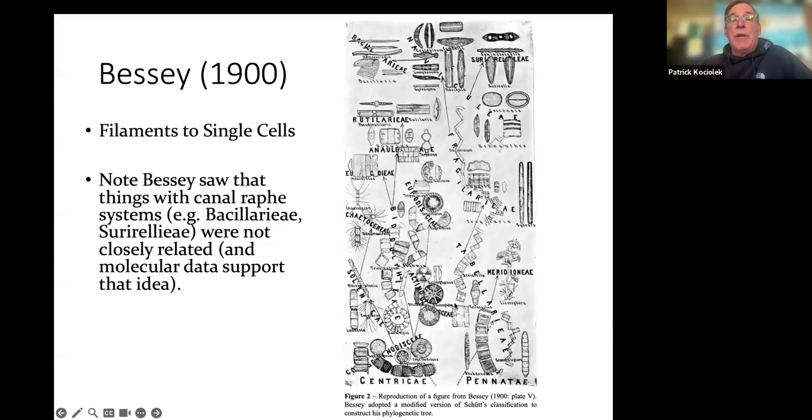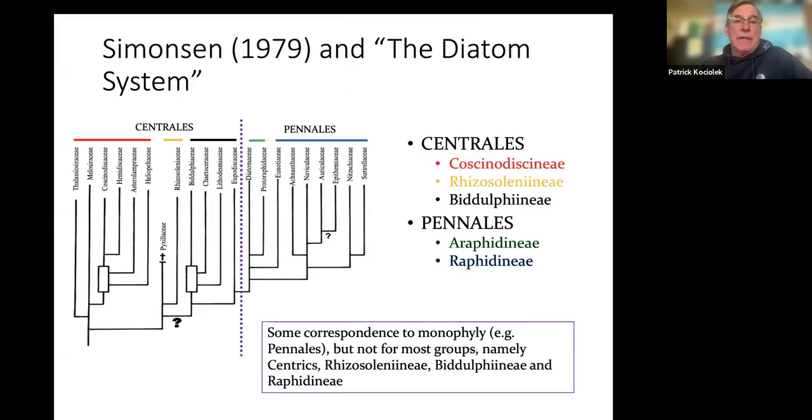Maybe a classification you may not know about is one by a guy named Bessey, who thought that the important character was that the diatom started out filamentous and became unicellular. One thing about Bessey's system is that the Cymbellaceae over here off this branch of the Naviculaceae was separated from this branch of the Bacillariales, and that's a feature that we hadn't seen in classifications until molecular data. And of course, Simonsen in '79, his diatom system, he created a tree. And I'm not sure how he got to it, but he created a tree, and then he kind of overlaid centrics and pennates. And some of the groups that he identified were monophyletic, but most were not.